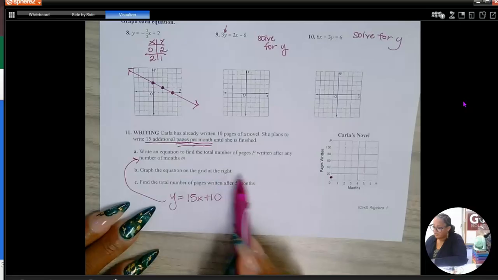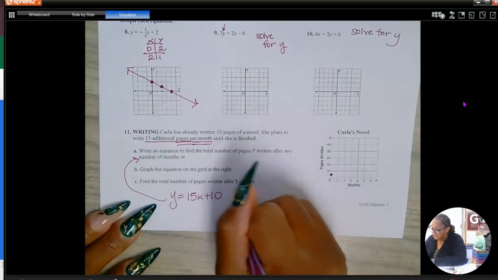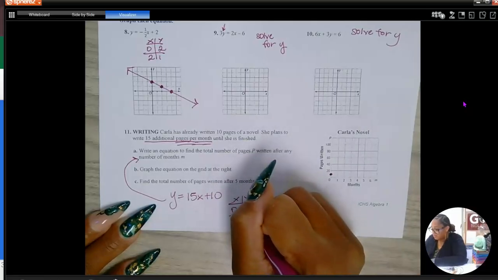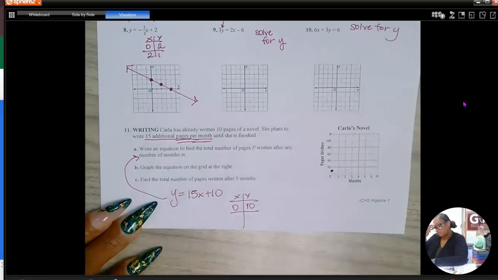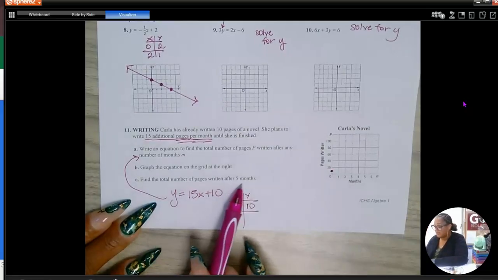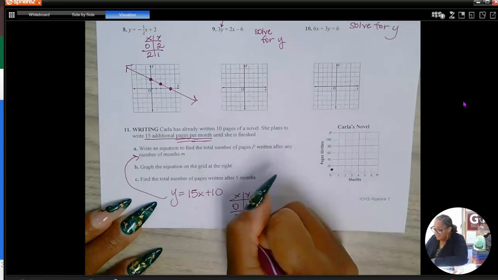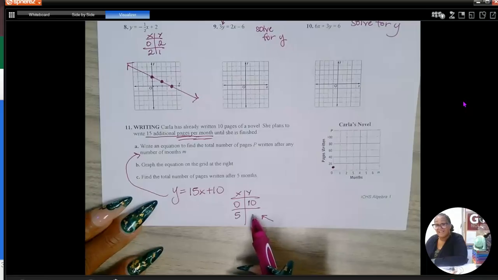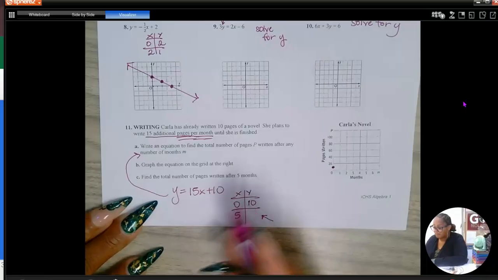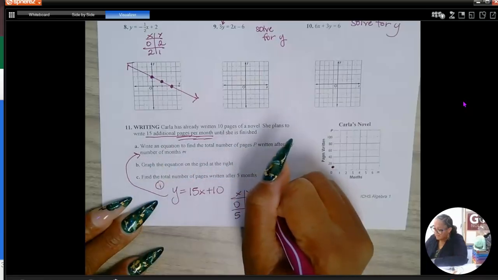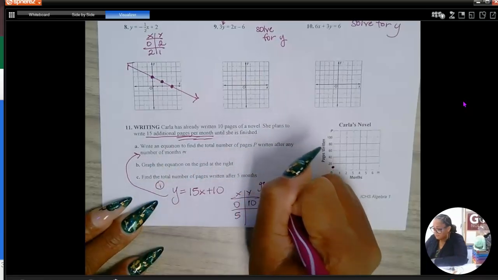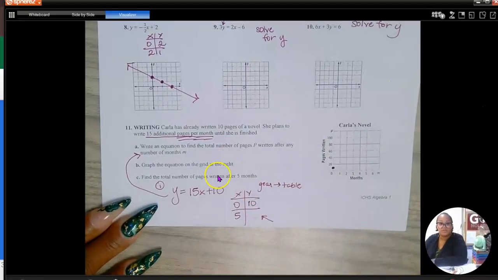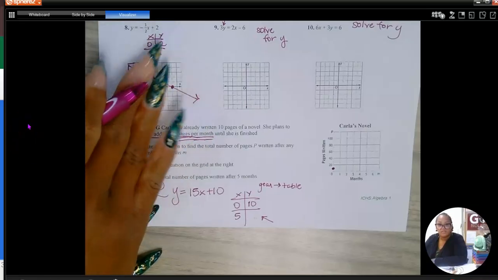Then it says graph the equation on the grid at the right. Go to Desmos. Put this in there. X, Y. My first point is 0, 10. And then it says find the total number of pages after 5 months. So I need 5 here, and I need this value. You can type this in Desmos to get the answer once you've done this. So this first in Desmos, and then hit the gear, and then have Desmos make the table. You are not making this table, Desmos is. You're going to do the same exact steps that I just did on this problem right here.